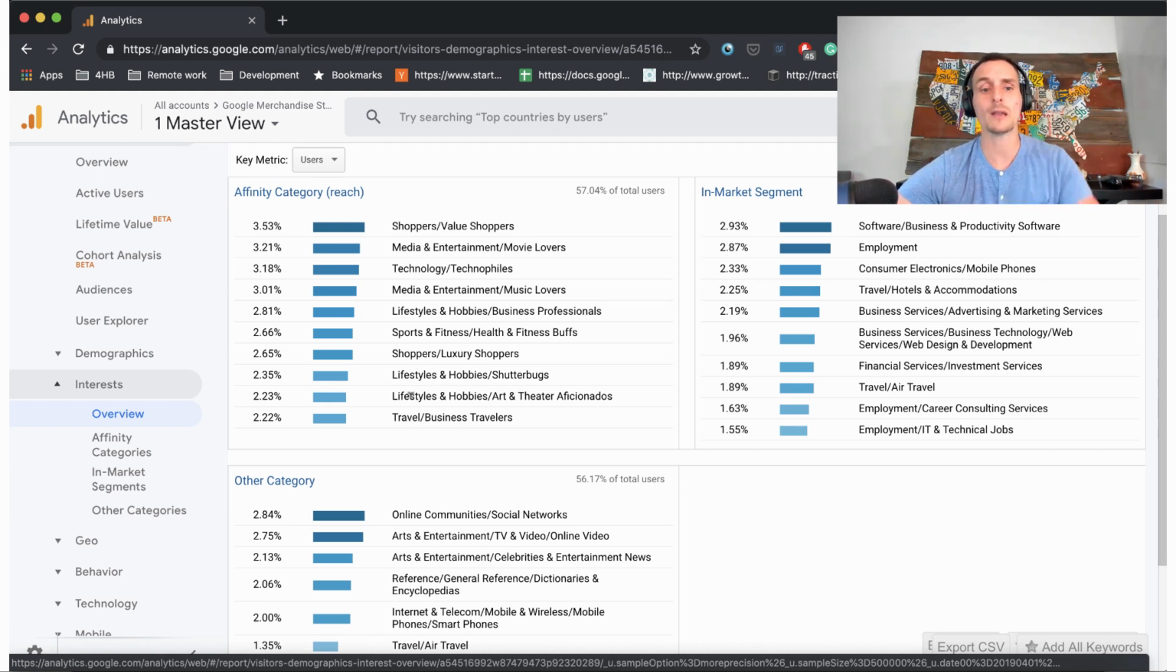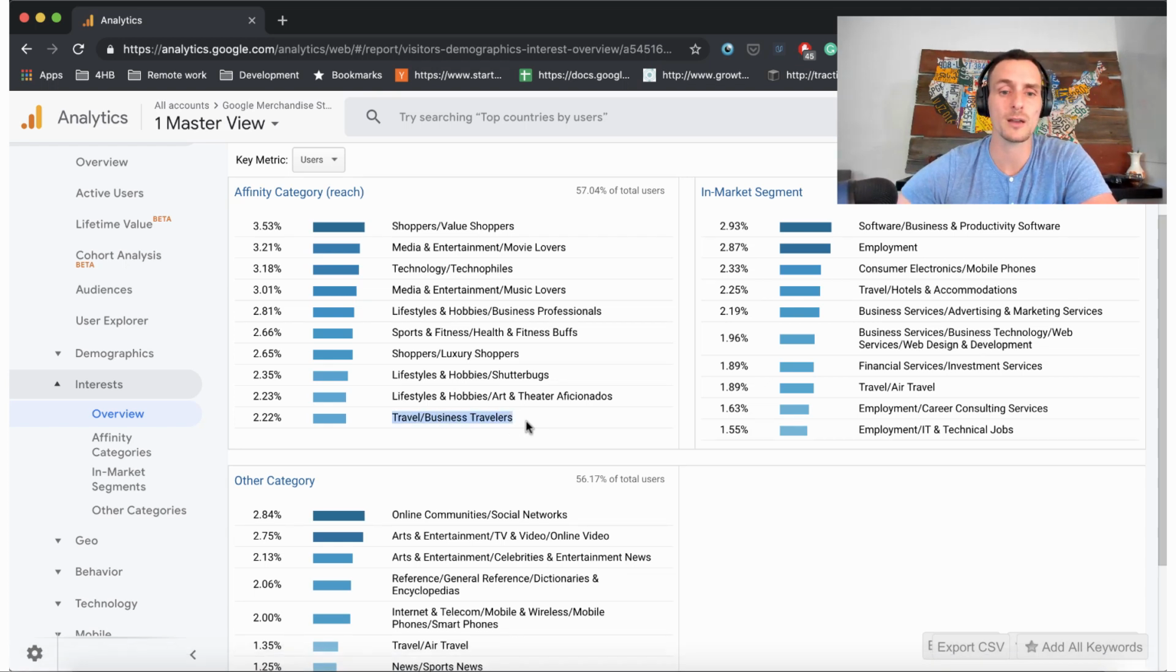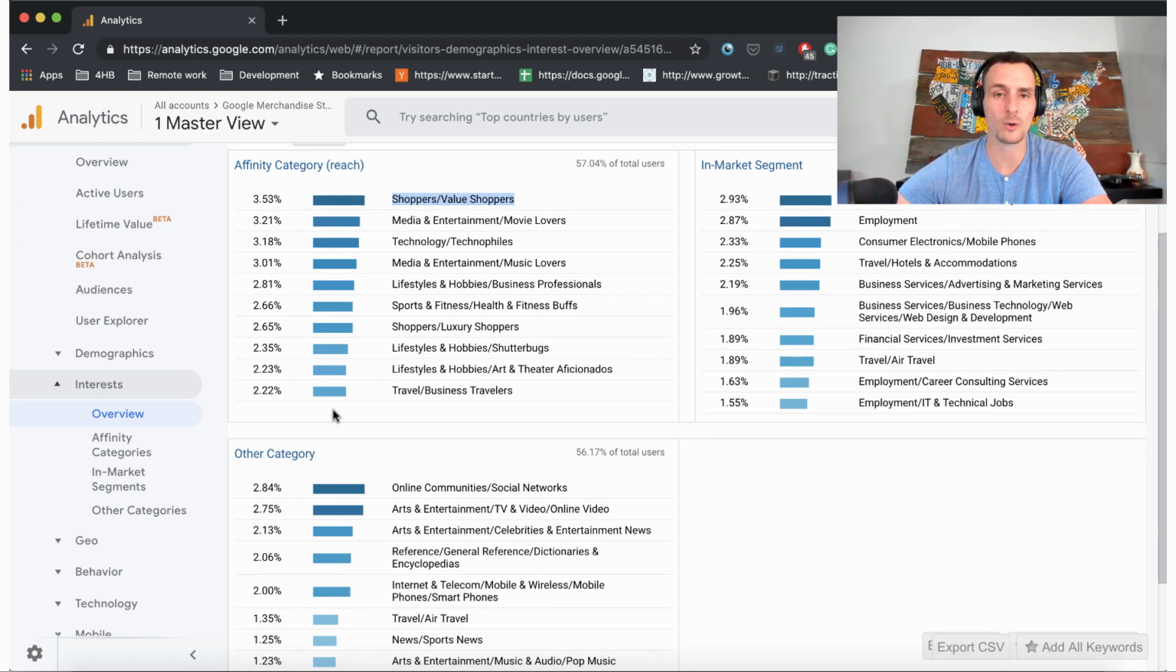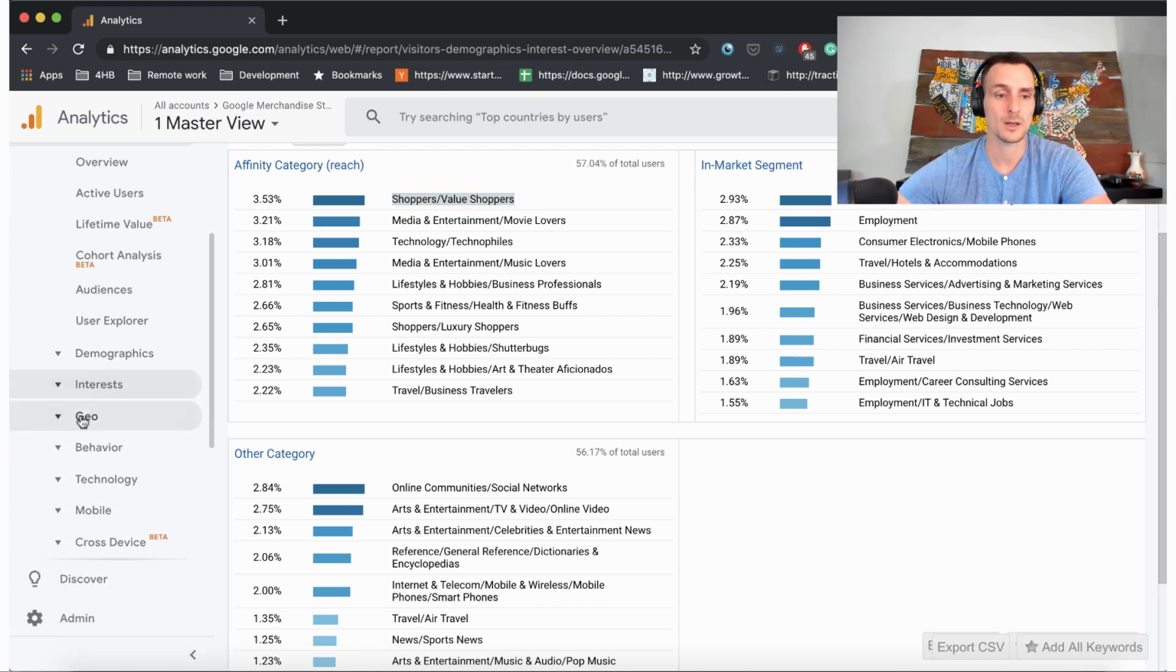So maybe you had an idea that you were a travel site, but you only find that 2.2% of the people that come to your site are travel and business travelers, but 3.5% are shoppers and value shoppers. So you might be able to get a better understanding of where opportunities lie based upon interest categories so that you can inform your marketing activities.